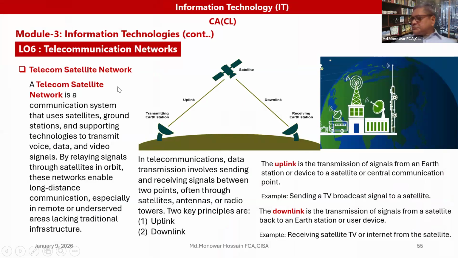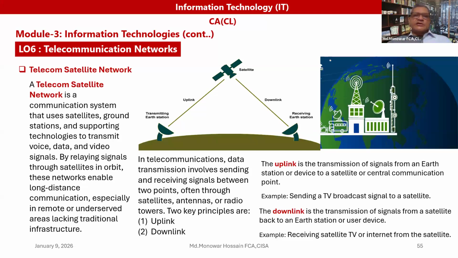Telecom satellite network. That means a telecom satellite network is a communication system, and this system uses satellites, ground stations and supporting technologies to transmit voice, data, video signals, etc. Telecommunication data transmission involves sending and receiving signals between two points, through satellites, antennas or radio towers.